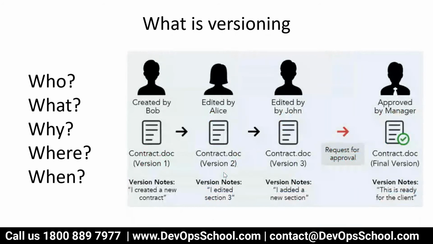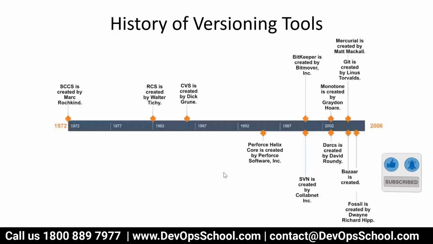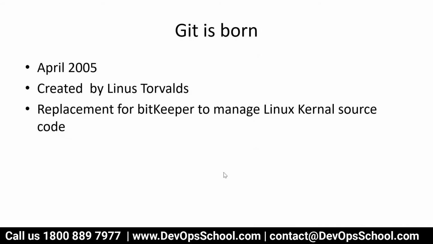Now, what are the versioning tools which we had? We had many tools like SCCS, RCS, CVS, SVN and so on, but the latest one is Git. Git was born in 2005. It was created by Linus Torvalds. Who is Linus Torvalds? He's the same guy who is the father of Linux, right? Same guy. And it was a replacement for BitKeeper to manage the Linux kernel source code.